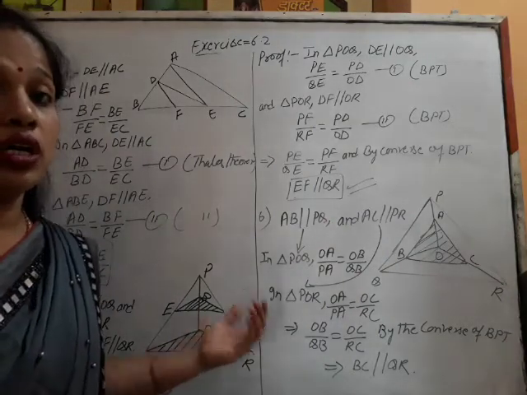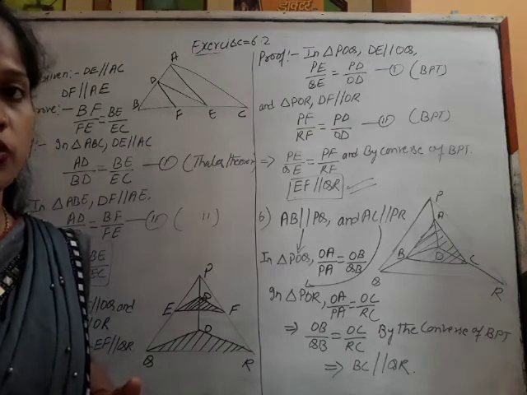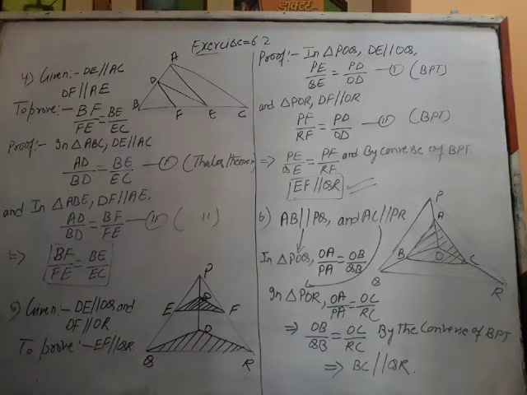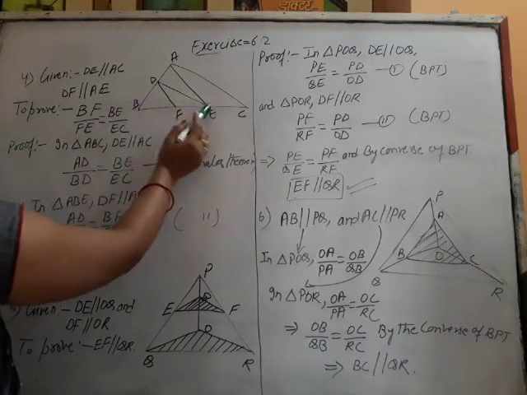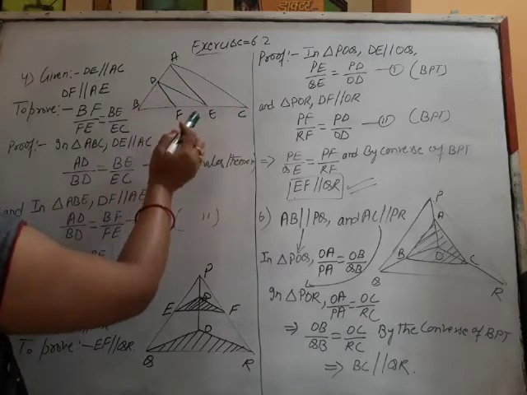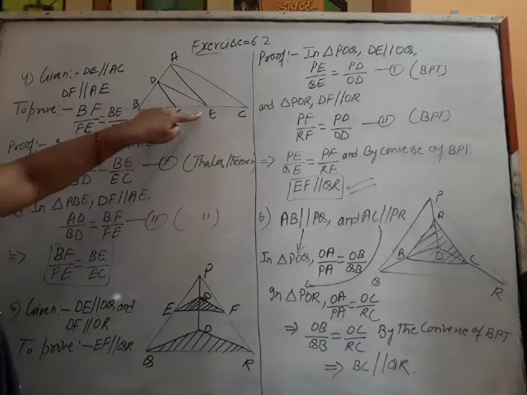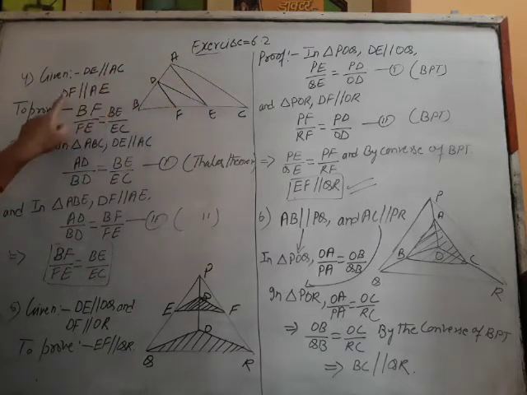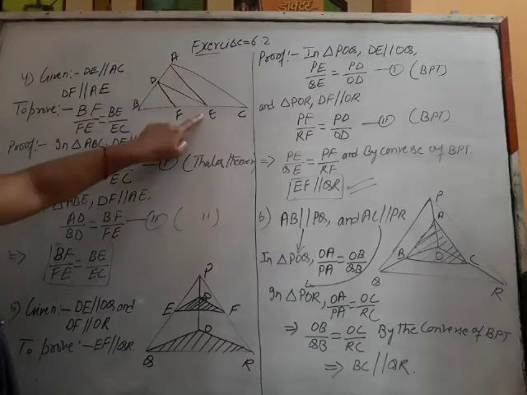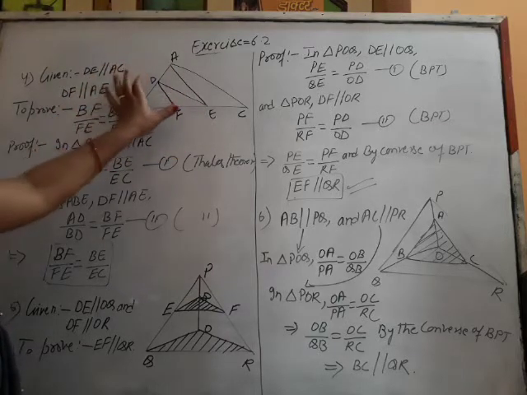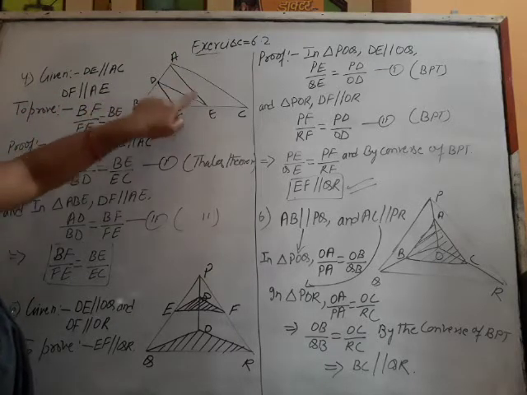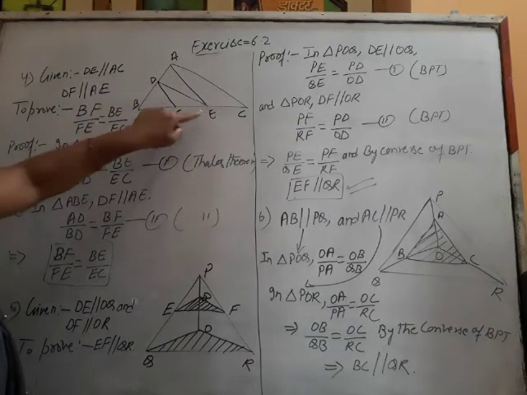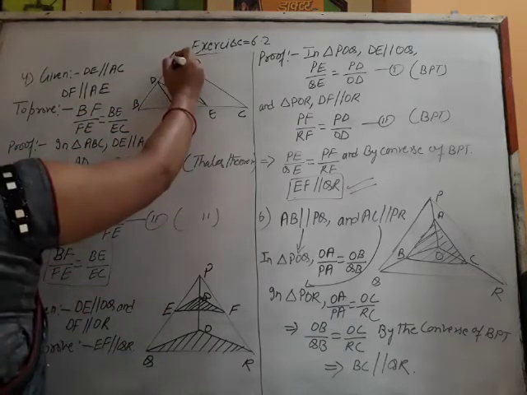Welcome back to the other questions of Exercise 6.2. Okay, question number 4 says: in triangle ABC, D and E are points such that DE is parallel to AC and DF is parallel to AE. DE is parallel to AC, that means we have to consider triangle ABC, and DF is parallel to AE, that means we have to consider triangle ABE.